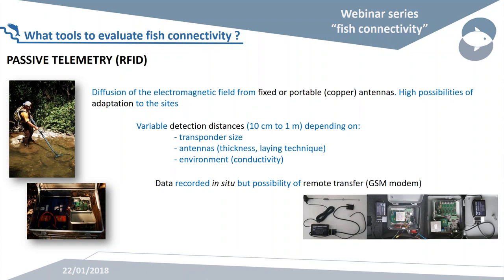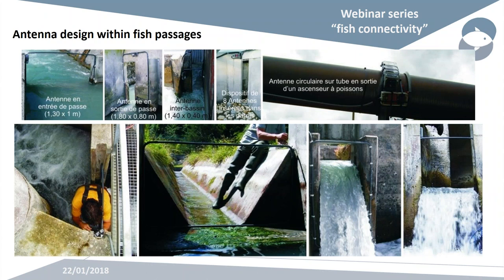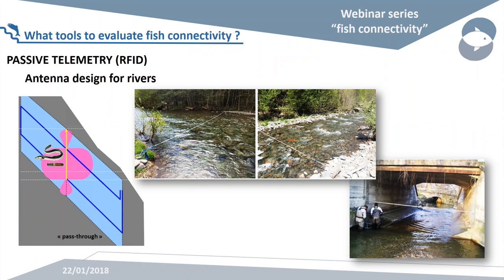So let's see now a few antenna designs. So here you see antenna designs for fish passes. So you have different types of fish passes, and so we adapt the antenna design to the fish passage design. So we can adapt very, very different types of fish passage. It's also possible to build antennas for rivers. So here you have in the picture what we call pass-through antennas. So it goes across the river, and the fish pass through the antenna. Or you have pass-over antennas that we also call flatbed antennas.